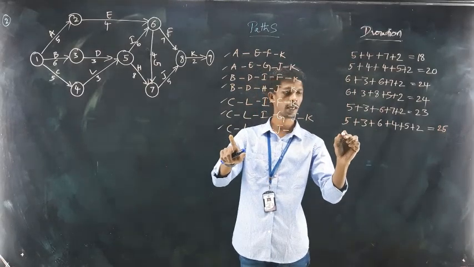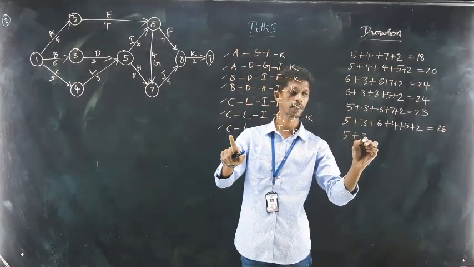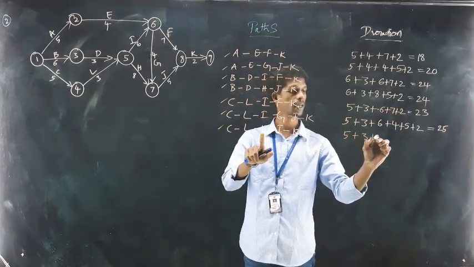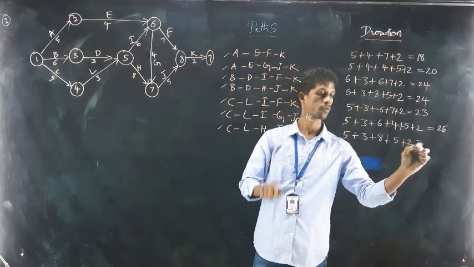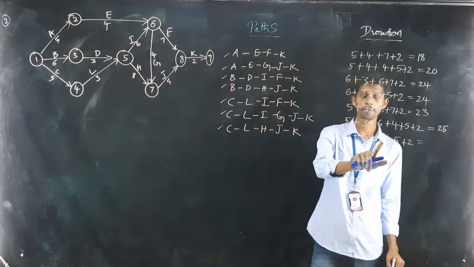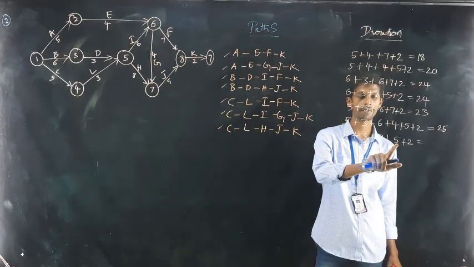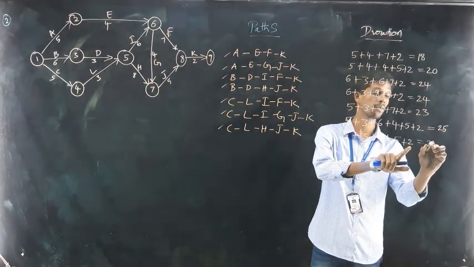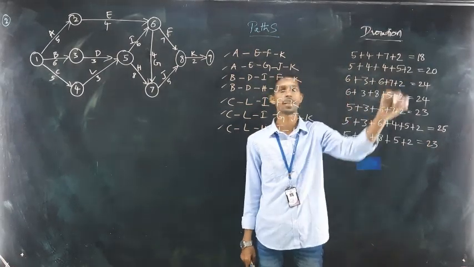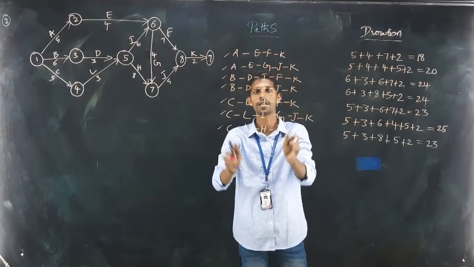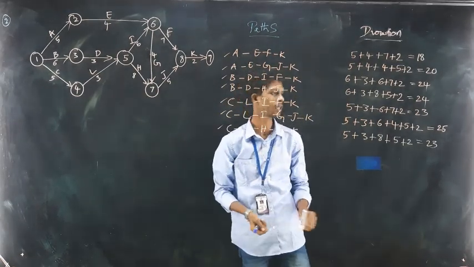Next, C carries 5 and L carries 3, H carries 8, J carries 5 and K carries 2. Okay, so 8 plus 8, 16, 16 plus 5, 21, 21 plus 2, 23. So we have calculated all the time durations for the paths we have identified from this network.